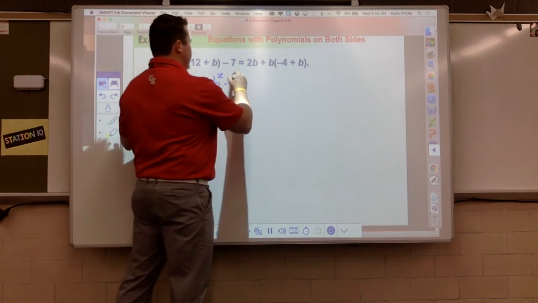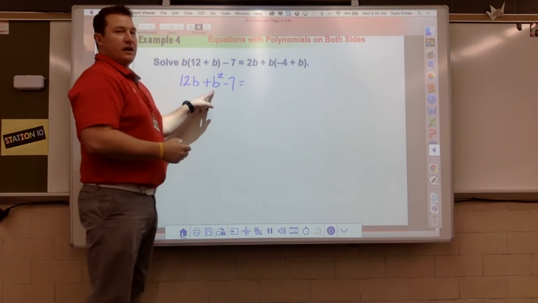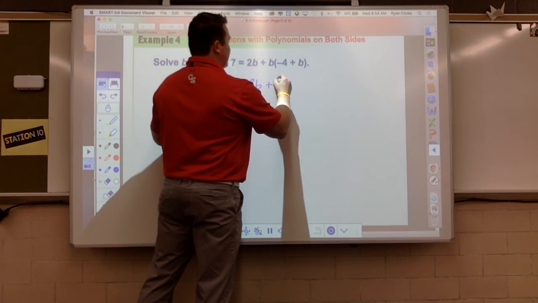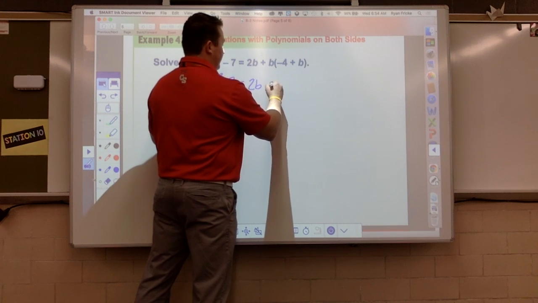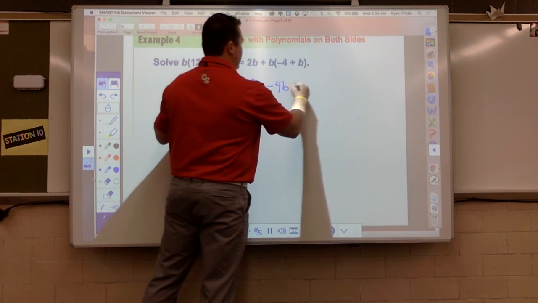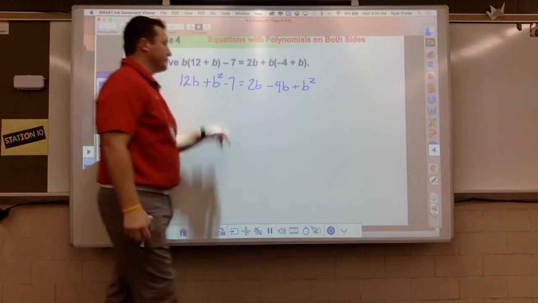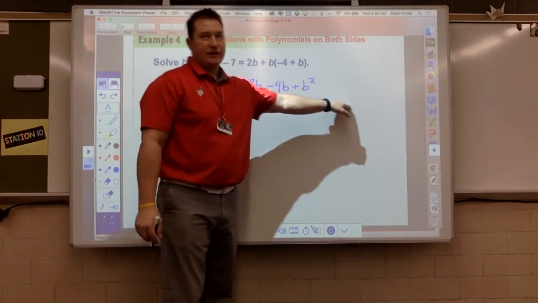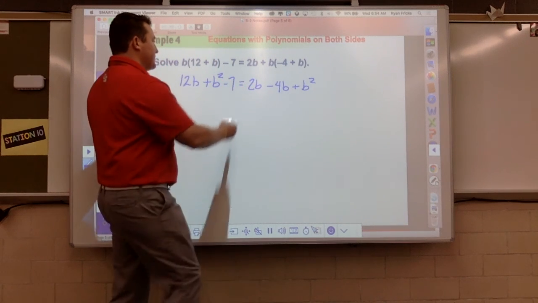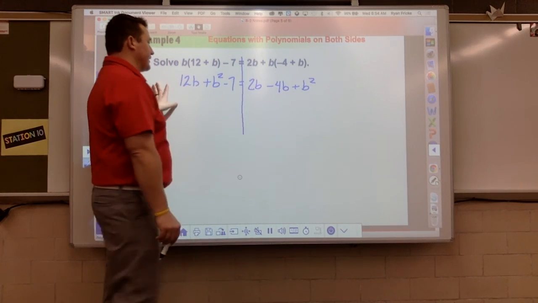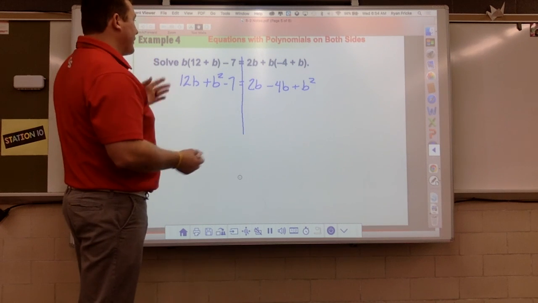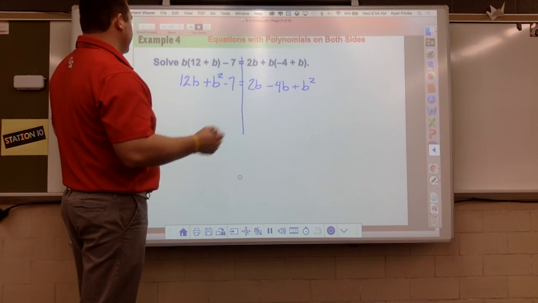Interesting, guys. I don't know that we've ever seen a second power variable in an equation yet, my friends, minus 4b plus b squared. Okay? So we haven't seen these yet. Good news. This is what this chapter is all about. Okay? All right, if you think of your two sides, here you go. We got no numbers anywhere. This is really weird.